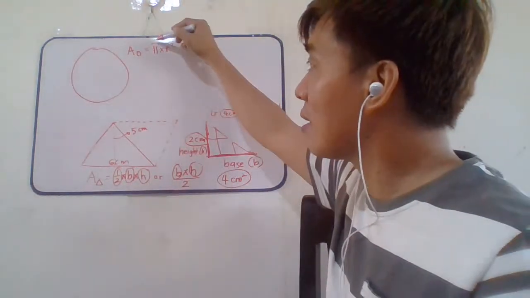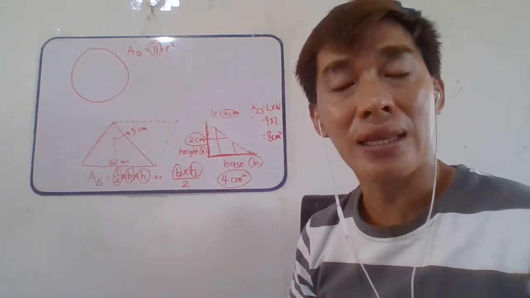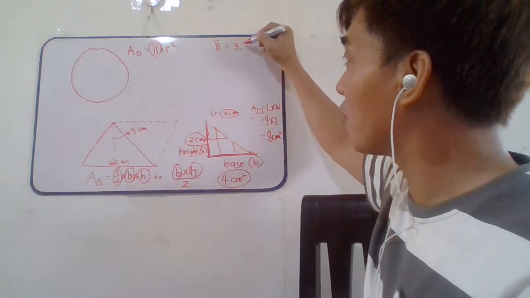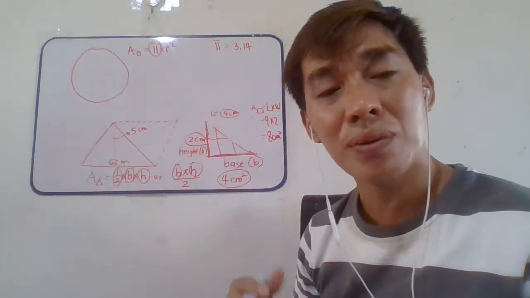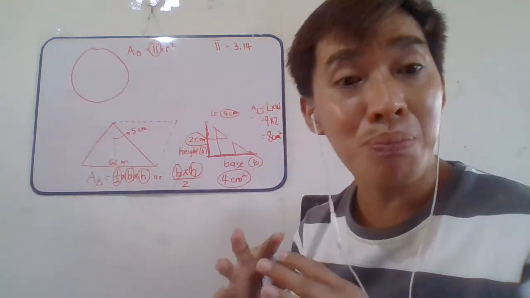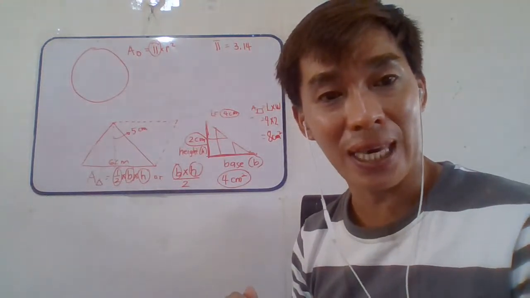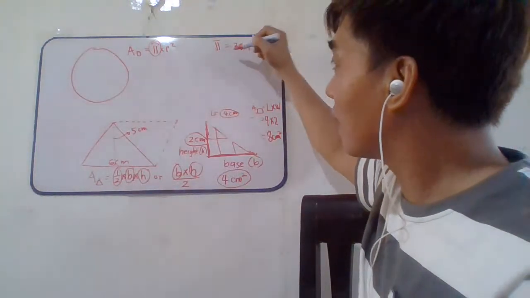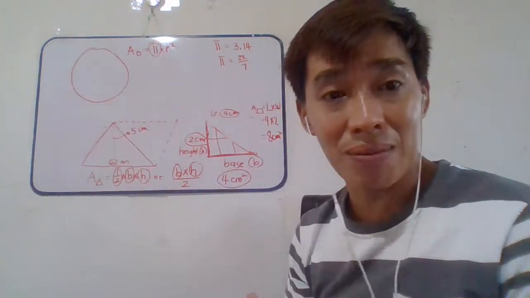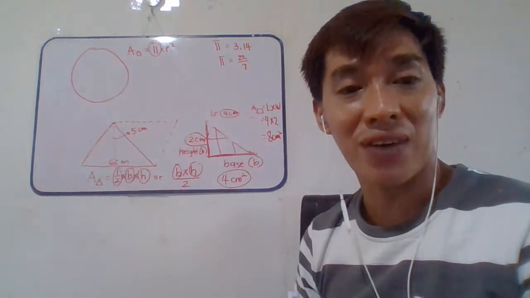Okay? The pi here is a constant, which is when we say constant, that is true to all. The value of pi could either be equal to 3.14. For now, 3.14 lang. But when you will be in high school, that is supposed to be 3.1416. So 3.14 is the approximate value. When you say approximate value, that is just only the estimated value. Or you could also have the value of pi of 22 over 7, or 22 divided by 7. So we have here the two possible approximate values for pi.